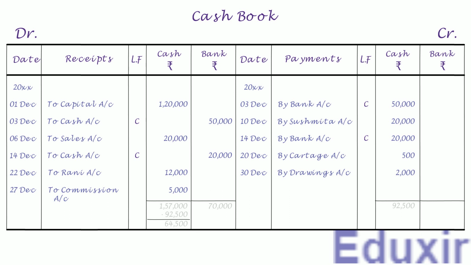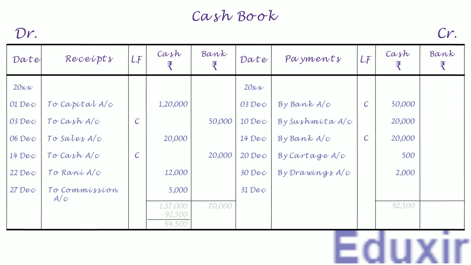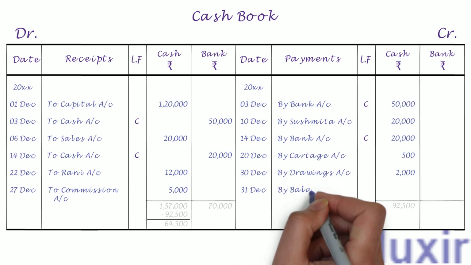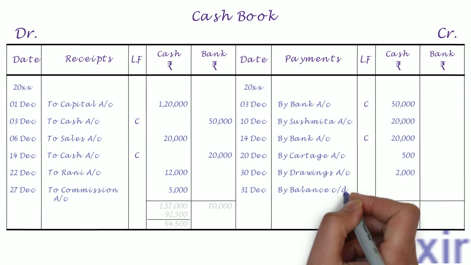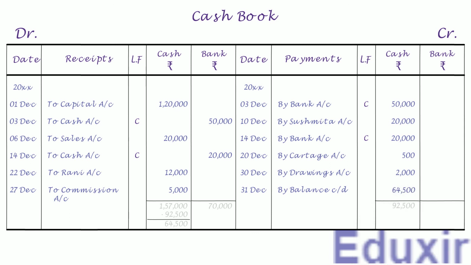This is the balance carried down and is equal to the cash at hand. Now the balance carried down will be the last entry on the last day of the month. So let us mark the date as the last day of the month. We need to write balance carried down in the payments column. Let us also write 64,500 rupees in the cash amount column. As there is nothing in the bank amount on the credit side, the entire 70,000 rupees will be carried down, and this is the balance available at the bank.